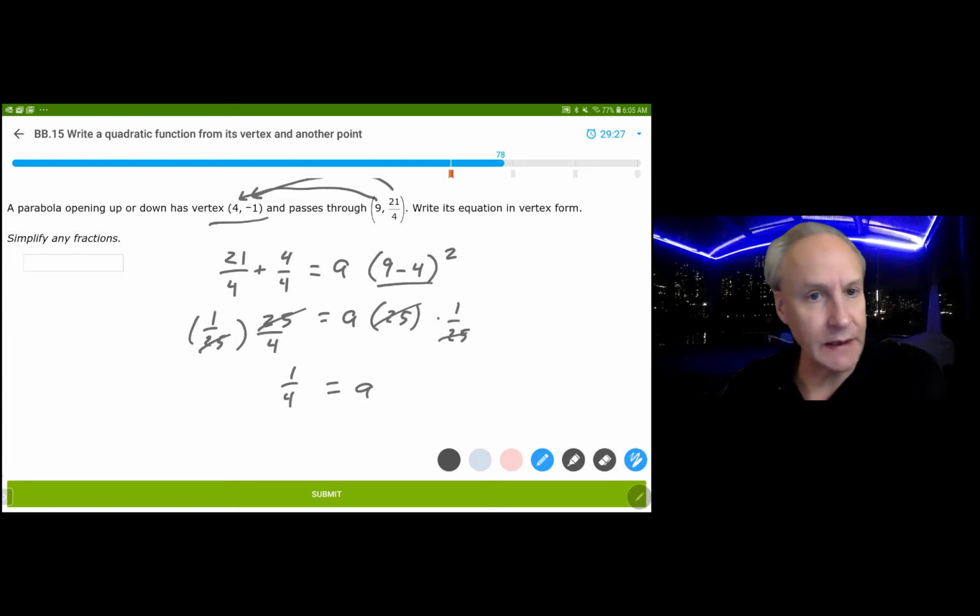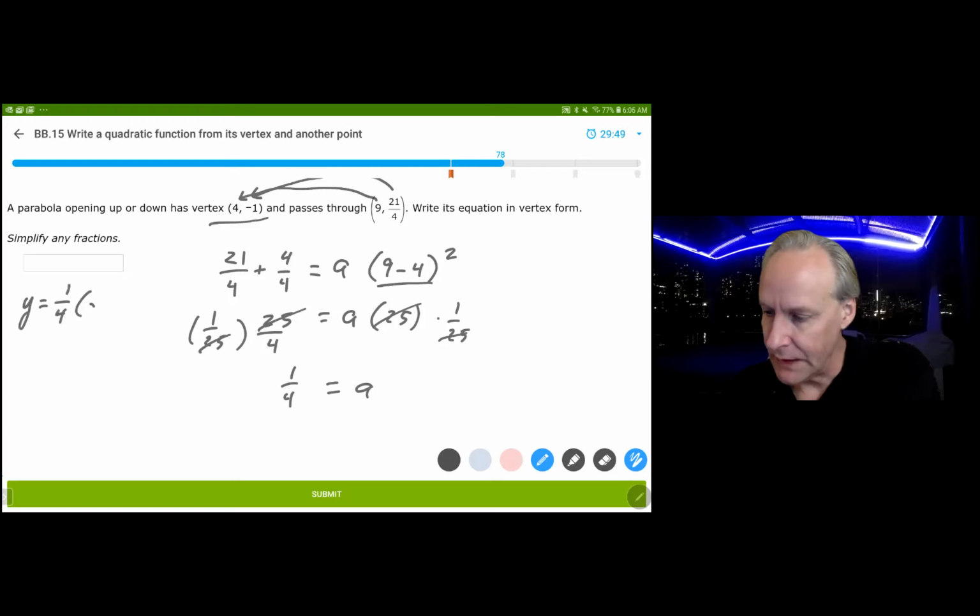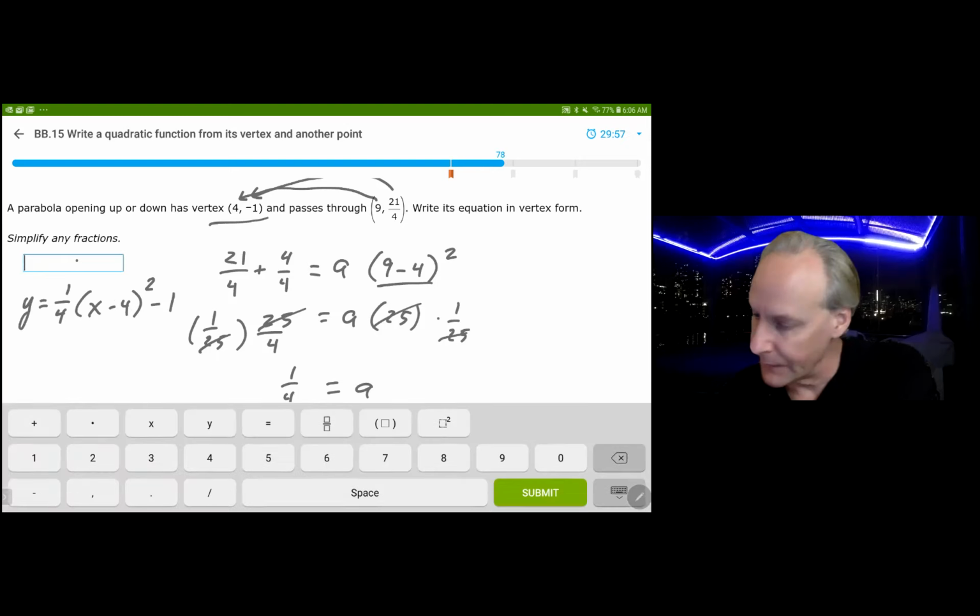Now I need this vertex, so we're going to write it in. I'm just substituting into the point slope form. I like to think of it as a point slope form because it's basically the same idea. The only difference, of course, is that we're using h and k instead of y, x1, y1, but it's the same thing. So y equals 1/4 x minus 4. Be careful, that h has to be subtracted, and then we have to add the y, but that's minus 1. So there it is.